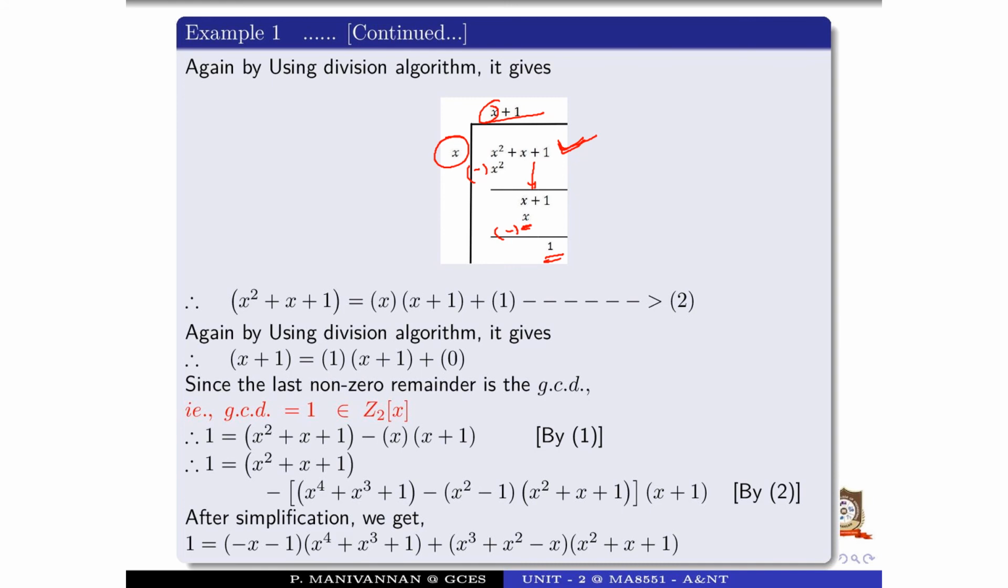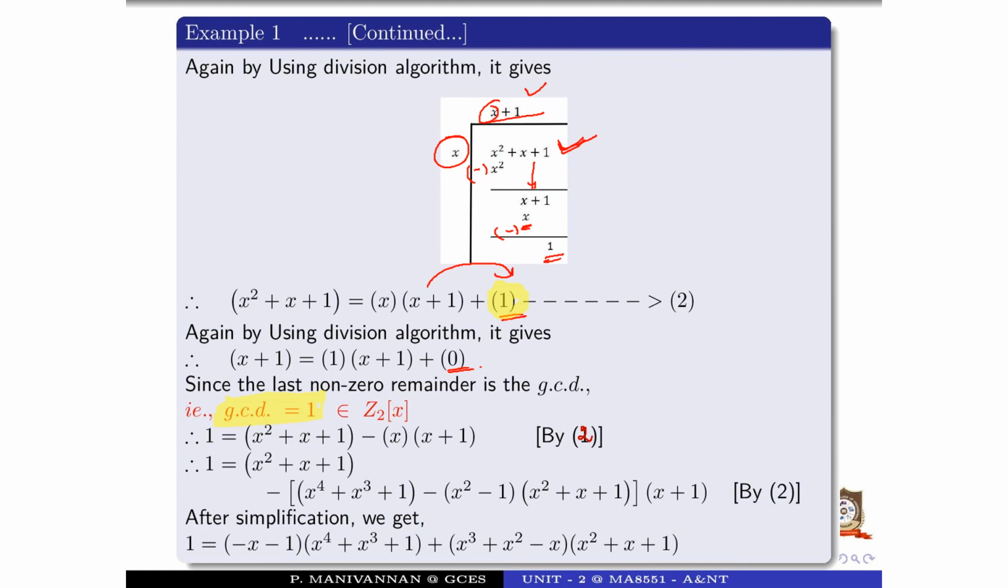Therefore x^2 + x + 1 equals x times (x + 1) plus 1. Then x plus 1 equals 1 times (x + 1) plus remainder 0. Therefore the last non-zero remainder is 1. From this step, the GCD is 1. From this step, what is 1 equal to?